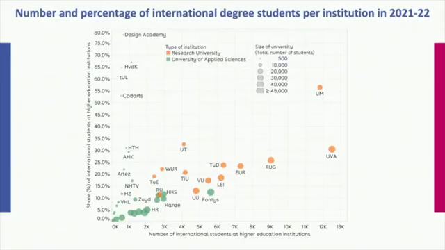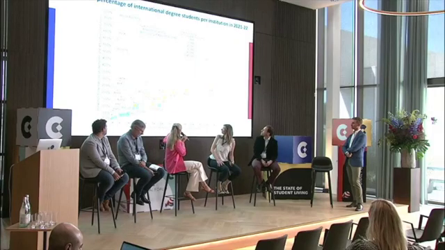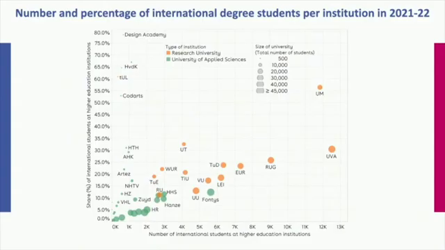This figure shows the number and percentage of international degree students per institution. All circles in this figure show higher education institutions, and the bigger the circle is, the bigger the institution is. The orange circles are the research universities, and the green ones are the universities of applied sciences. On the x-axis, you can see the number of international students, and on the y-axis, you can see the percentage.